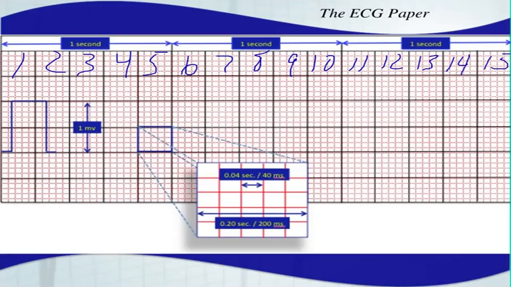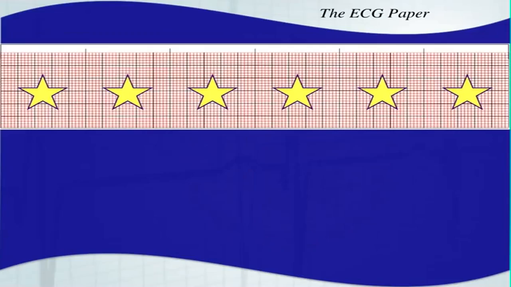So this is a 3-second piece of paper. And again, it's going to become very important. When you're interpreting EKG rhythms, a 6-second strip is often used to identify the rhythm. All right, so let's use a 6-second strip and identify the heart rate here.